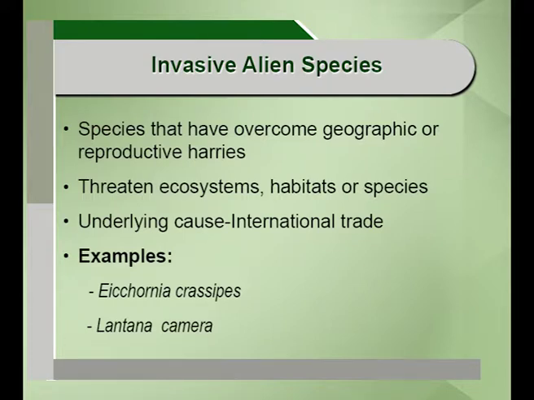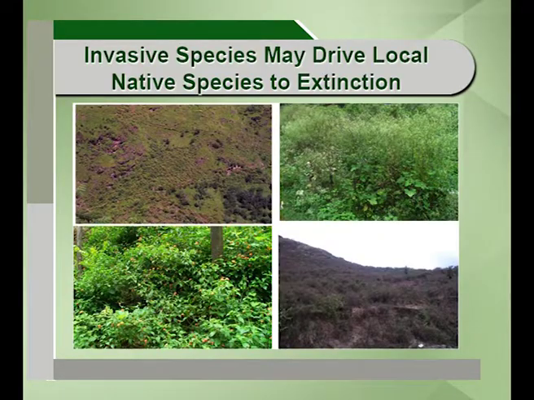In the same way, Eichhornia crassipes is one of the major invasive alien species in Dal Lake, which is detrimental to the biodiversity of the lake. Likewise, Lantana camara is creating havoc in the ecosystem by competitive exclusion. So, the various mechanisms by which invasive species drive local or native species to extinction can be competitive exclusion, niche displacement, and hybridization with related native species.